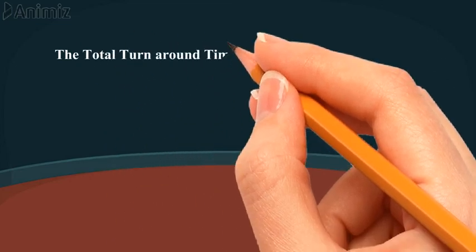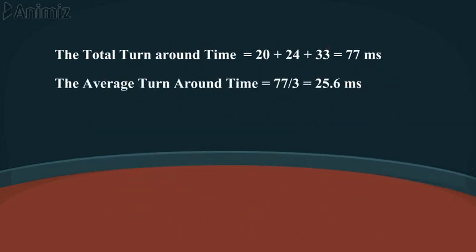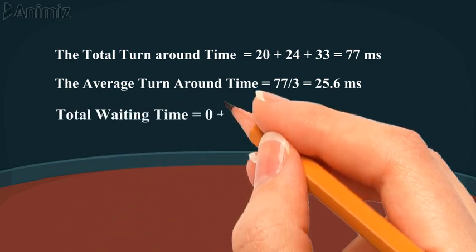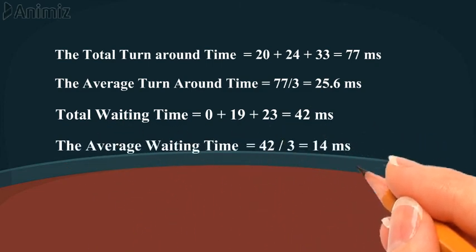The total turnaround time is 77, and the average turnaround time is 25.6 milliseconds. The total waiting time is 42 milliseconds, and the average waiting time is 14 milliseconds.